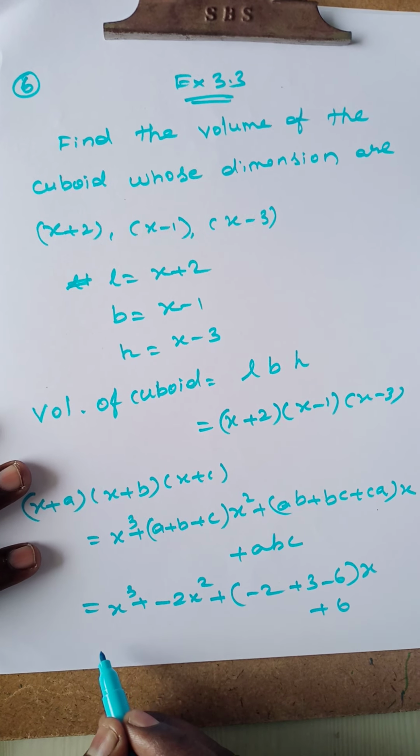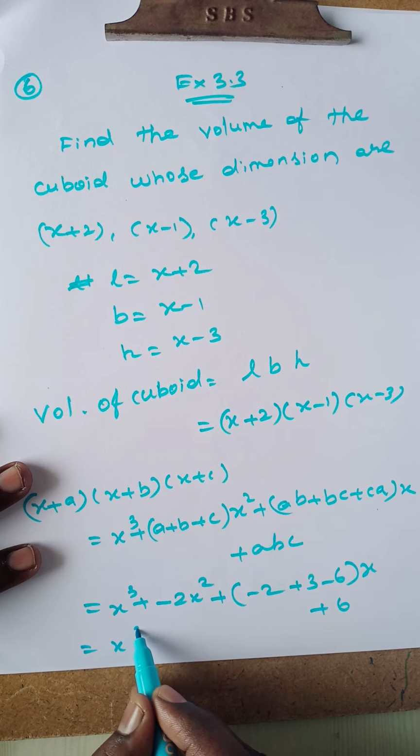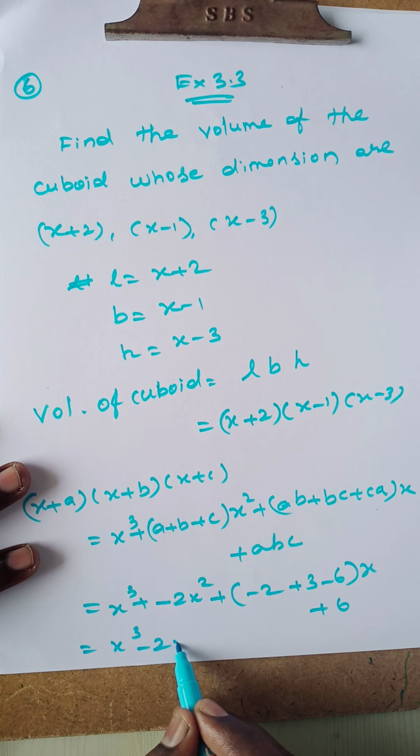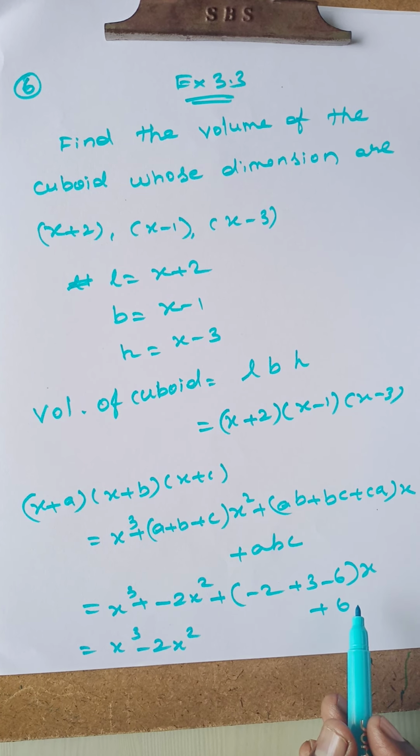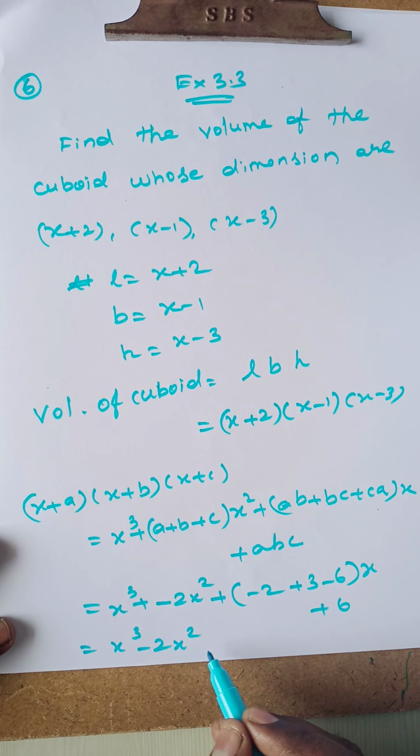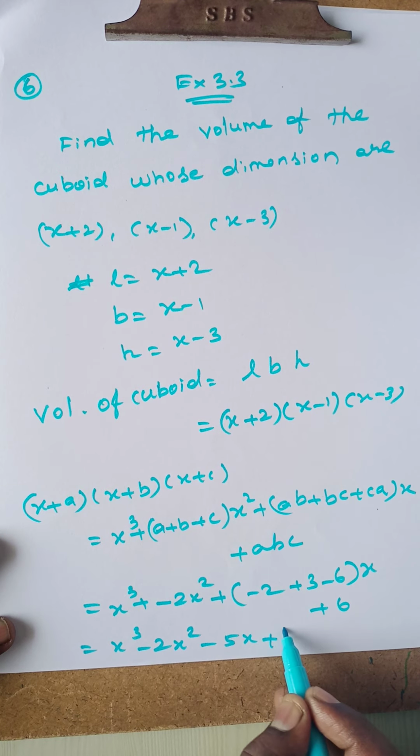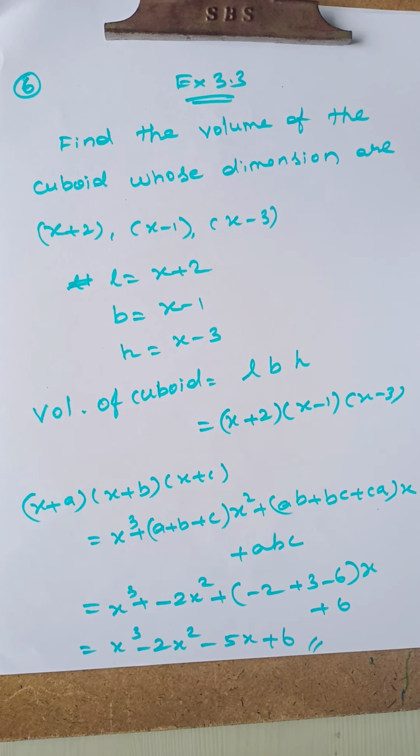Therefore finally the answer will be x cube minus 2x square minus 5x plus 6. It is the volume of the cuboid.